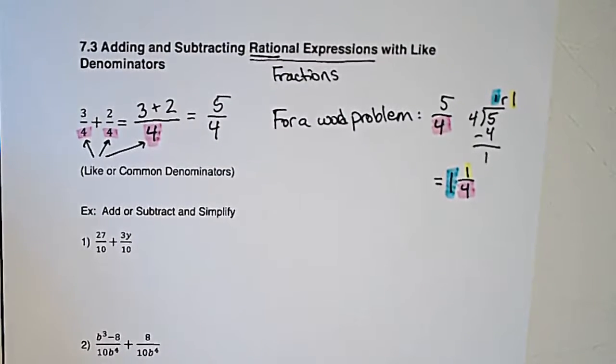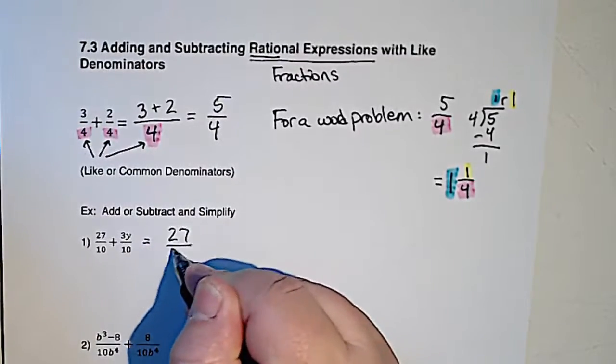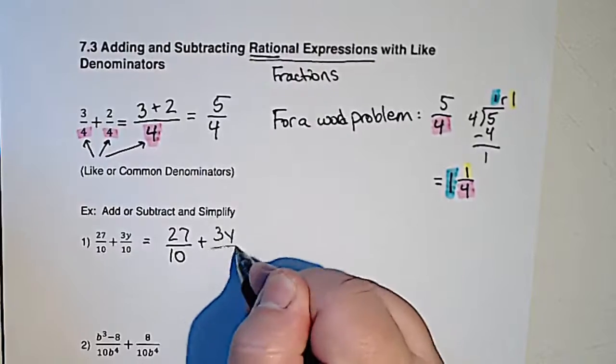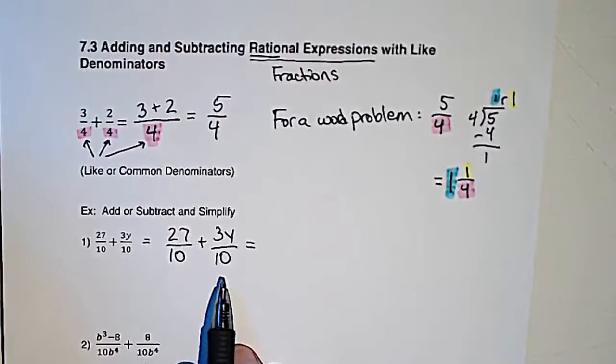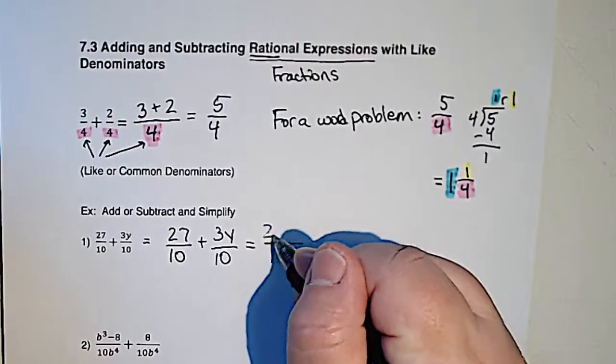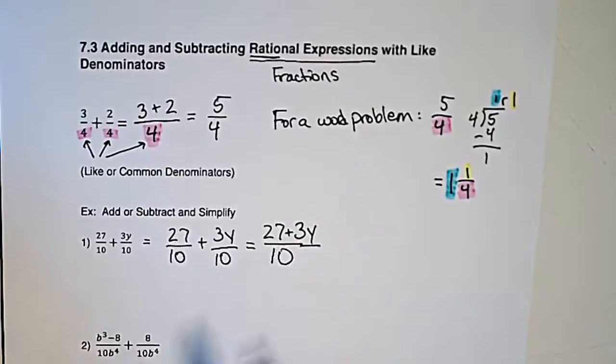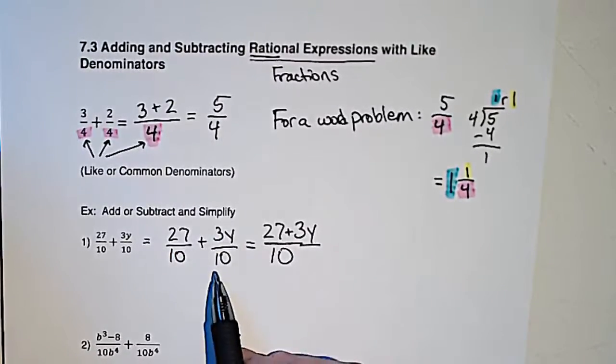Woohoo! Add or subtract and simplify. So we're going to have to make sure the denominators match. Spoilers, in 7.3, all the denominators match. So 7.3 is just a beautiful section. 27/10 plus 3y over 10. Do the denominators match? Yippee skippy. I don't know where that came from. I think someone made that comment. 27/10 plus 3y over 10 is 27 plus 3y over 10.